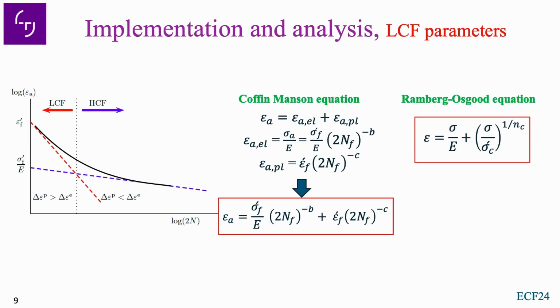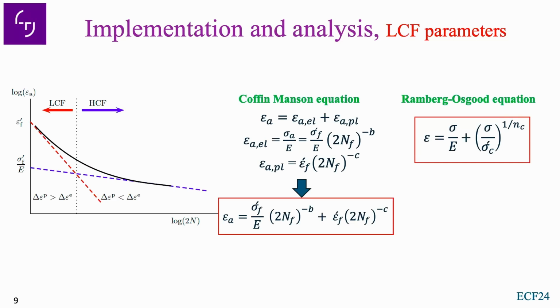As you know, in low cycle fatigue, usually delta epsilon P is bigger than delta epsilon E. It means that plasticity is more important in low cycle fatigue rather than high cycle fatigue. To obtain these parameters, we need some extra equations.